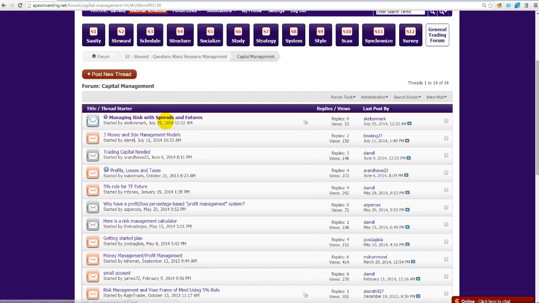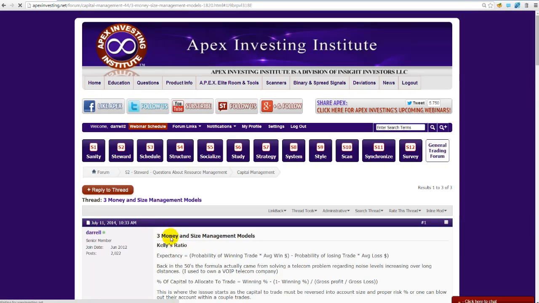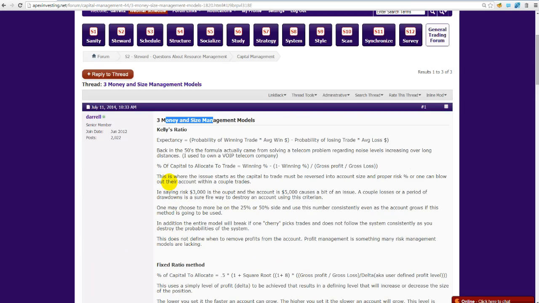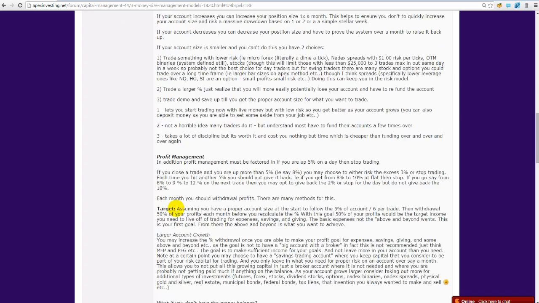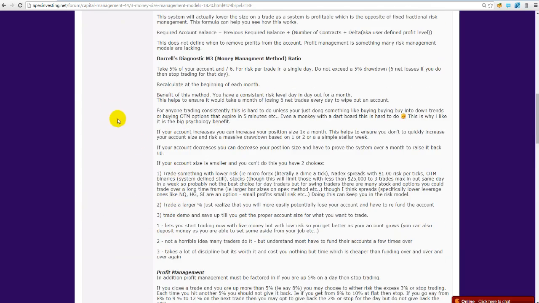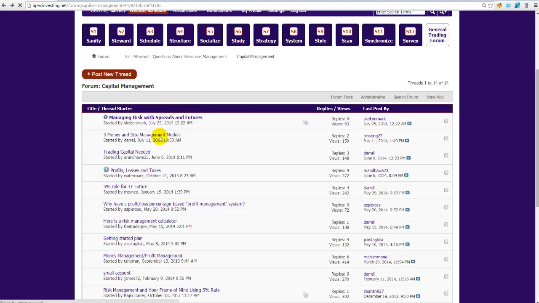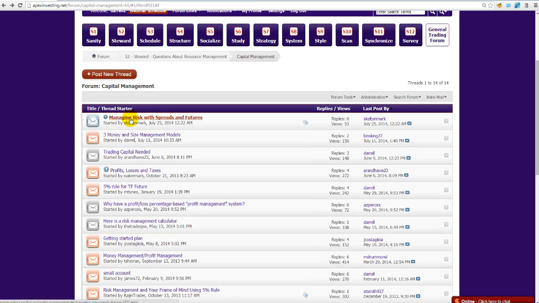Spreads, futures. It's also binaries. I don't know why we don't have binaries on there, but you can also use it on binaries. And three money management. There you go. That's actually it. I went through the detailed example of this, but this is three measurements: Kelly's ratio, fixed ratio, and then the M3 ratio that I use. And then here's a video I did on it last Thursday, right there, managing risk with spreads and futures.